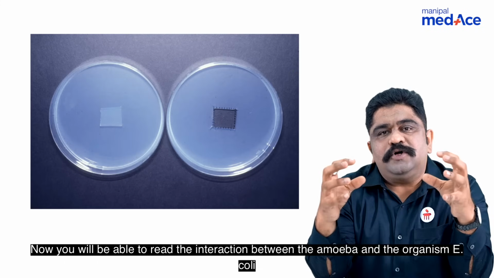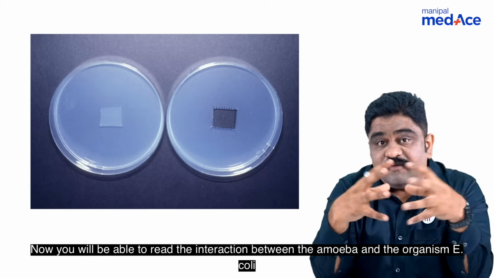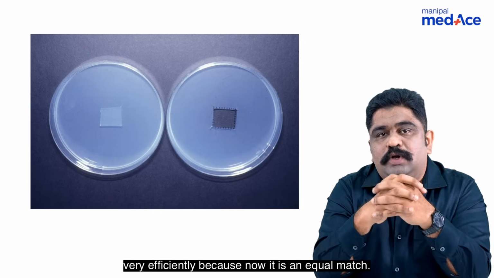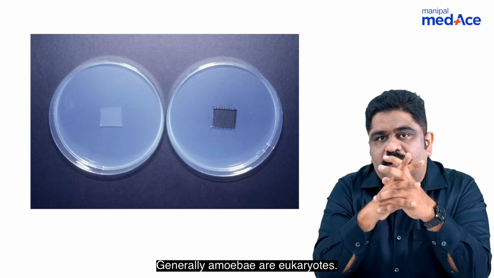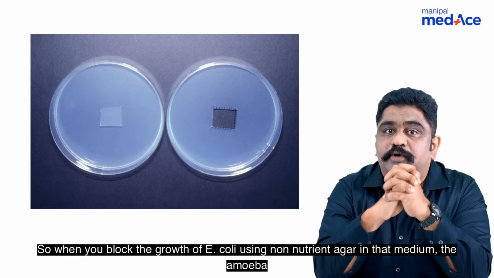Now, you will be able to read the interaction between the amoeba and the organism E. coli very efficiently, because now it's an equal match. Generally, amoebae are eukaryotes. They don't multiply as fast as a bacterium like E. coli.